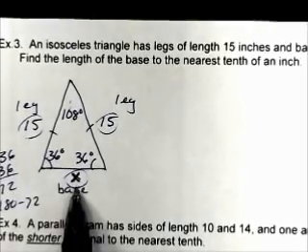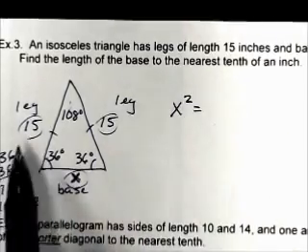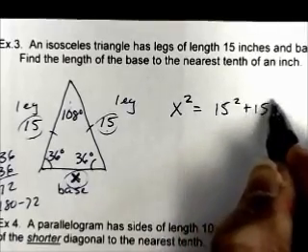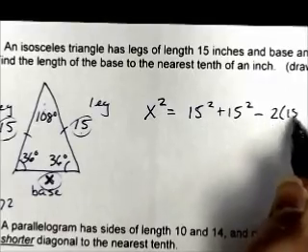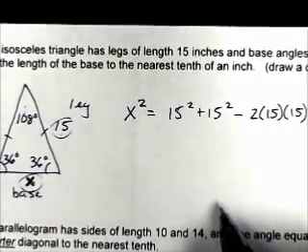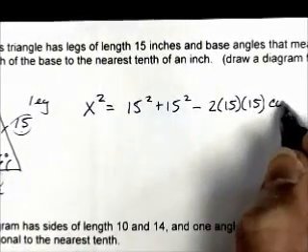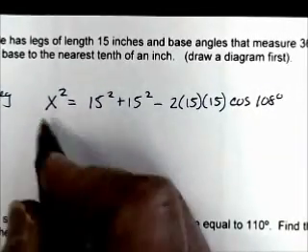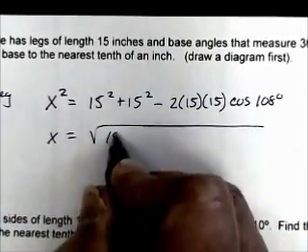Okay, so we want to find this side. So that side squared is equal to the sum of the squares of the other two sides, 15 squared plus 15 squared, minus twice the product of those two sides, minus 2 times 15 times 15, times the cosine of the angle of 108 degrees, cosine 108. So x equals the square root of this whole thing.